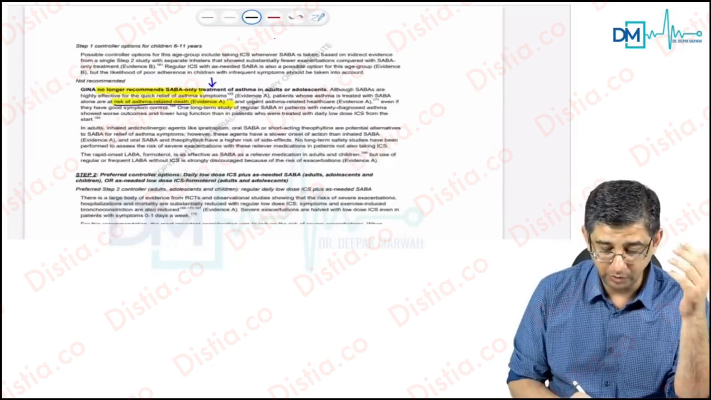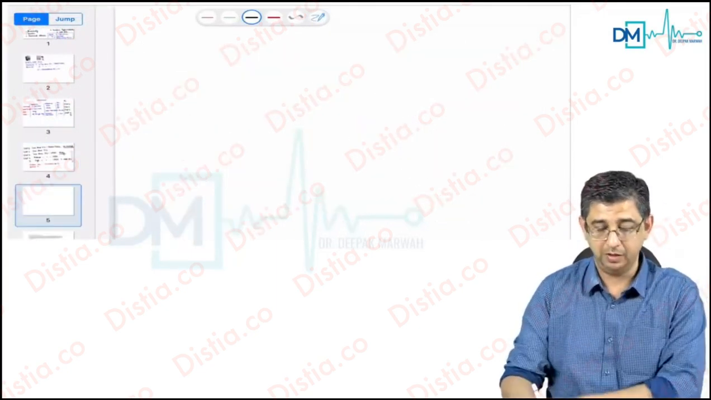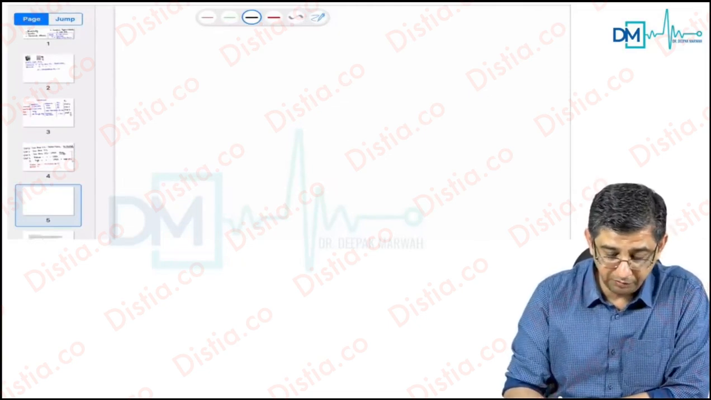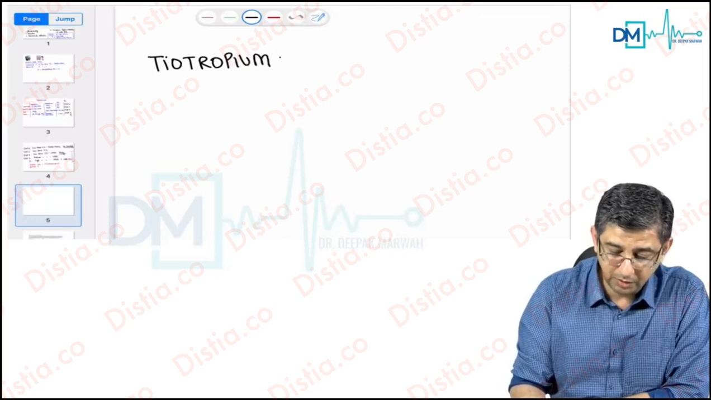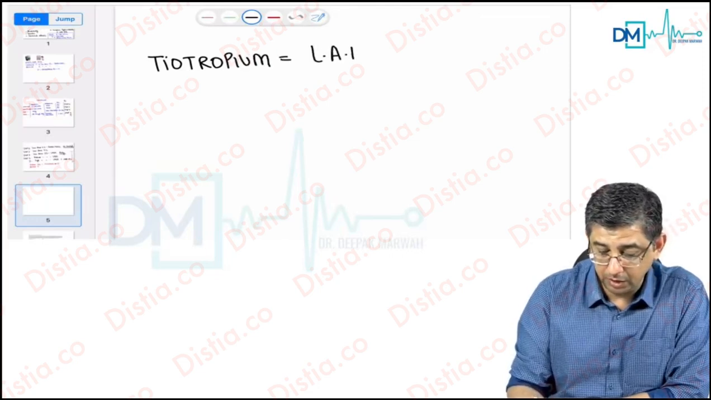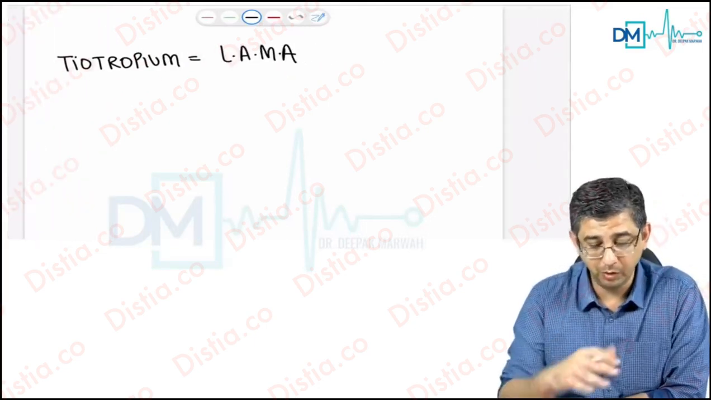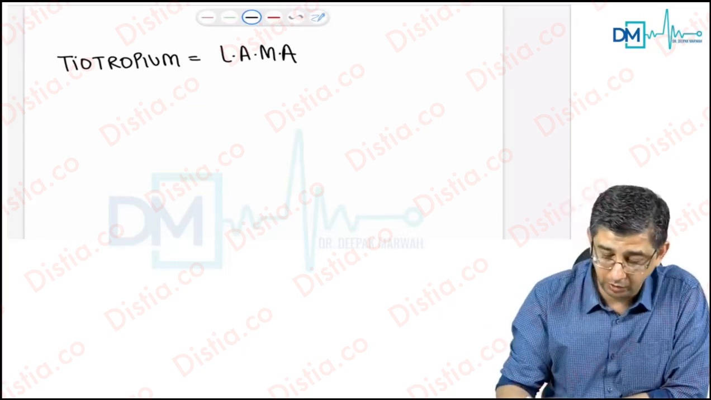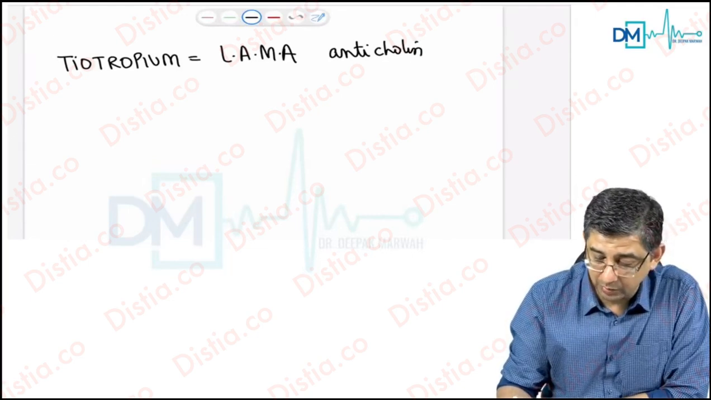I'll use a different slide to explain the add-ons, which are again important from a pharmacological perspective. The first add-on to be remembered is tiotropium. This is a LAMA, that is a long-acting muscarinic agent that will reduce the bronchospasm, because you see, bronchospasm is cholinergic and this is an anticholinergic molecule. So it will neutralize the bronchospasm of the patient.